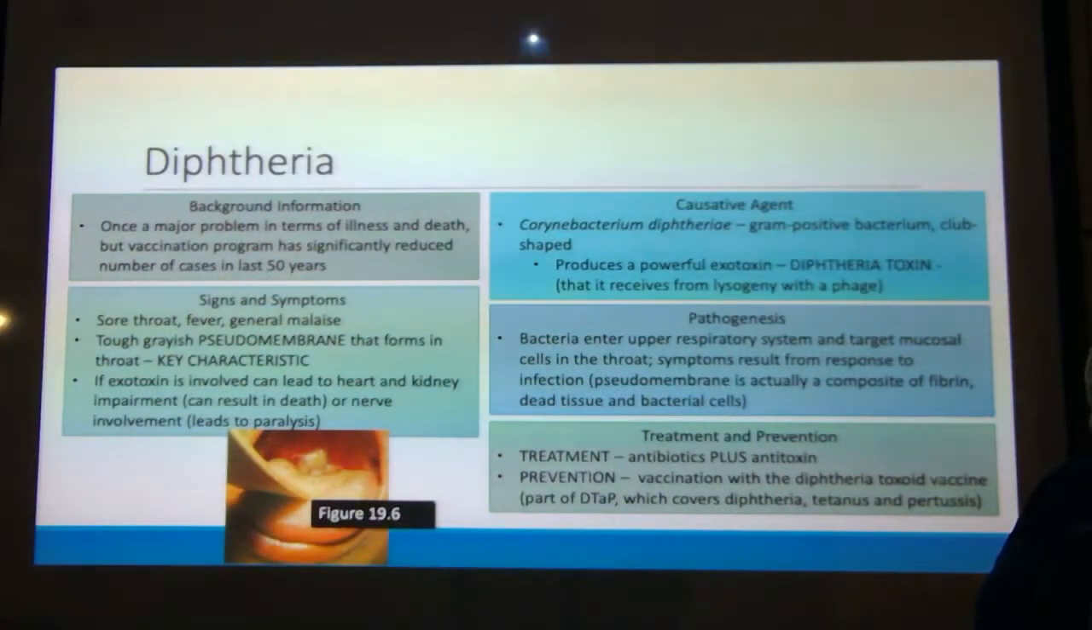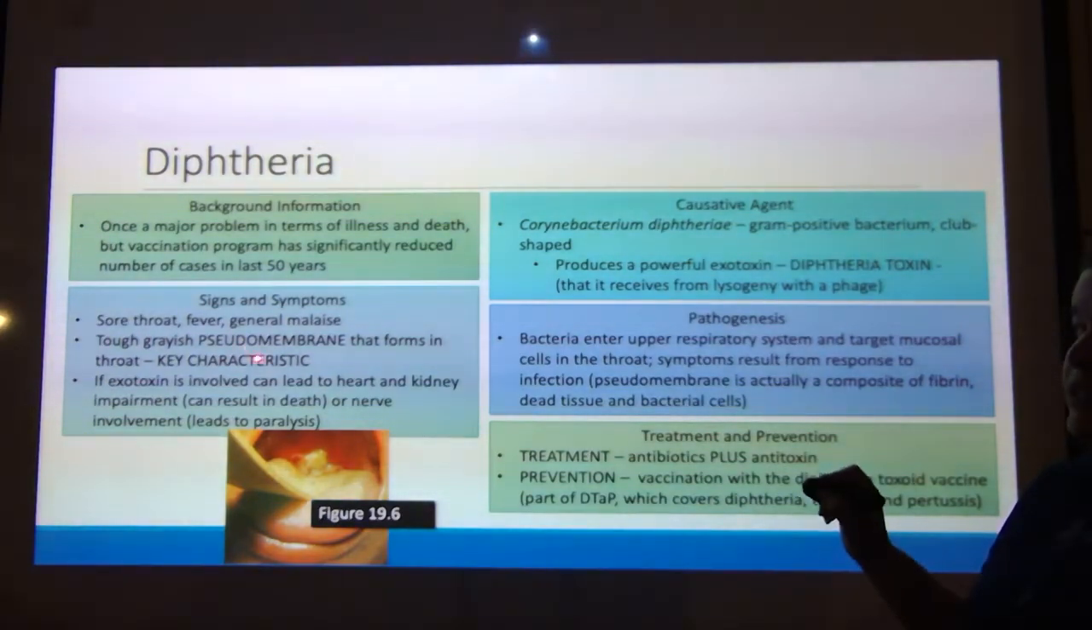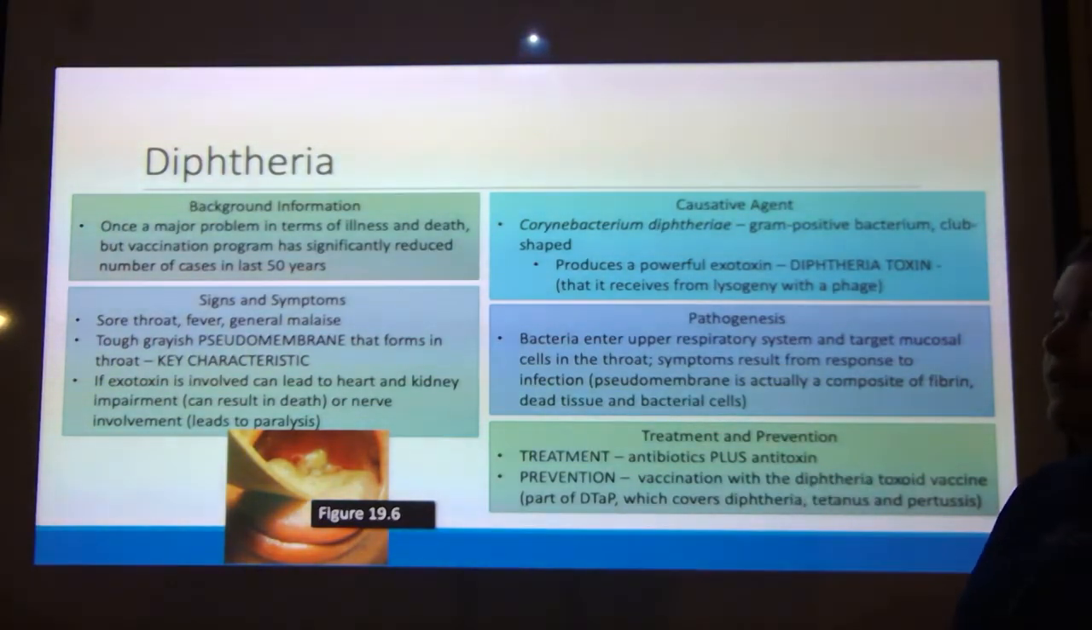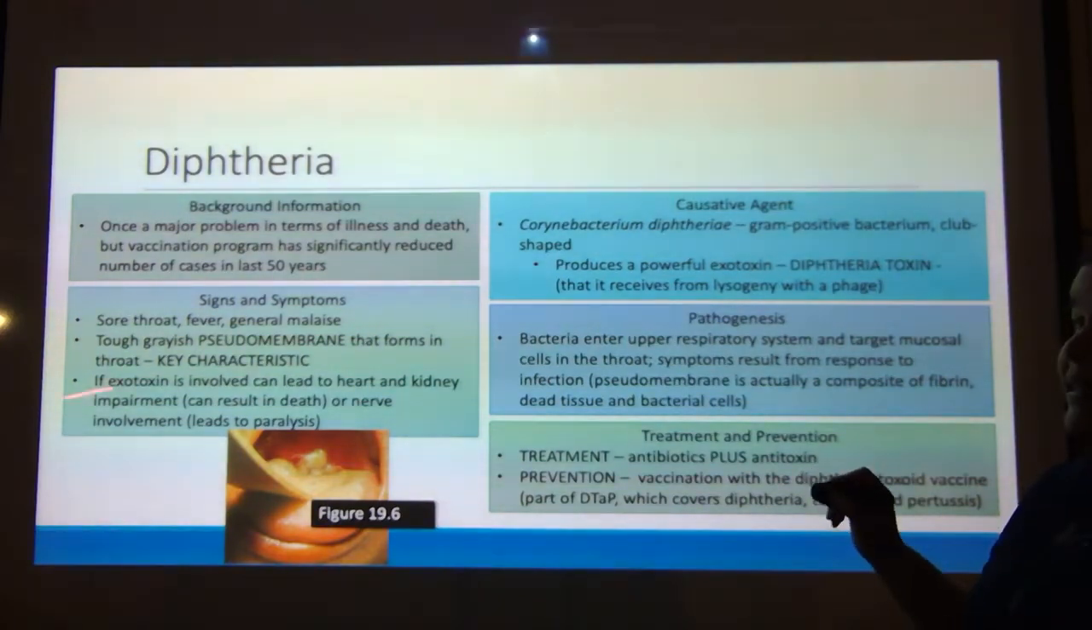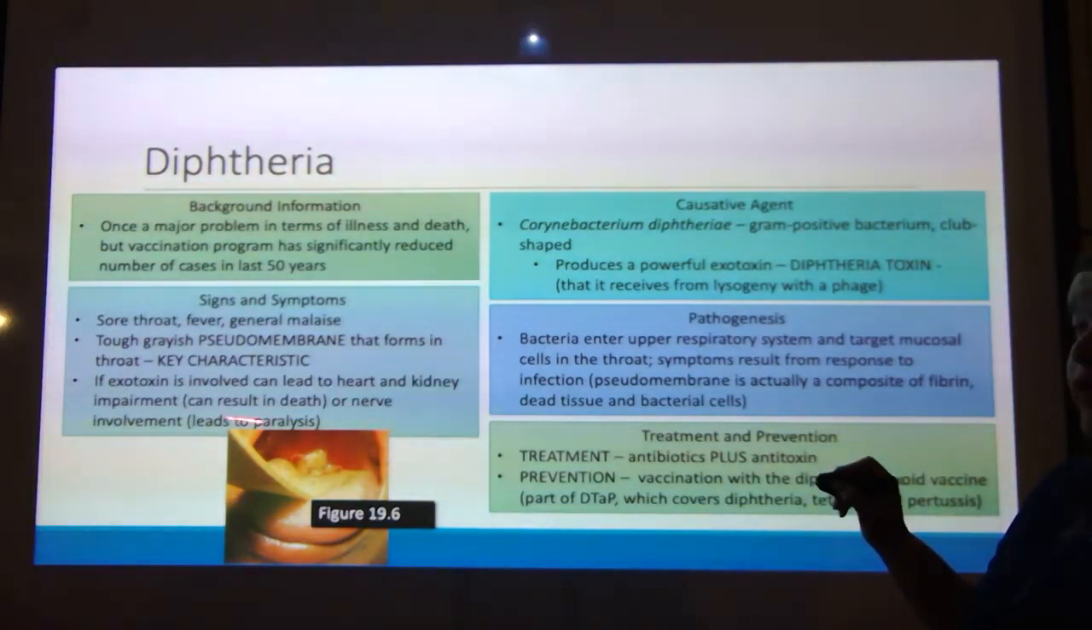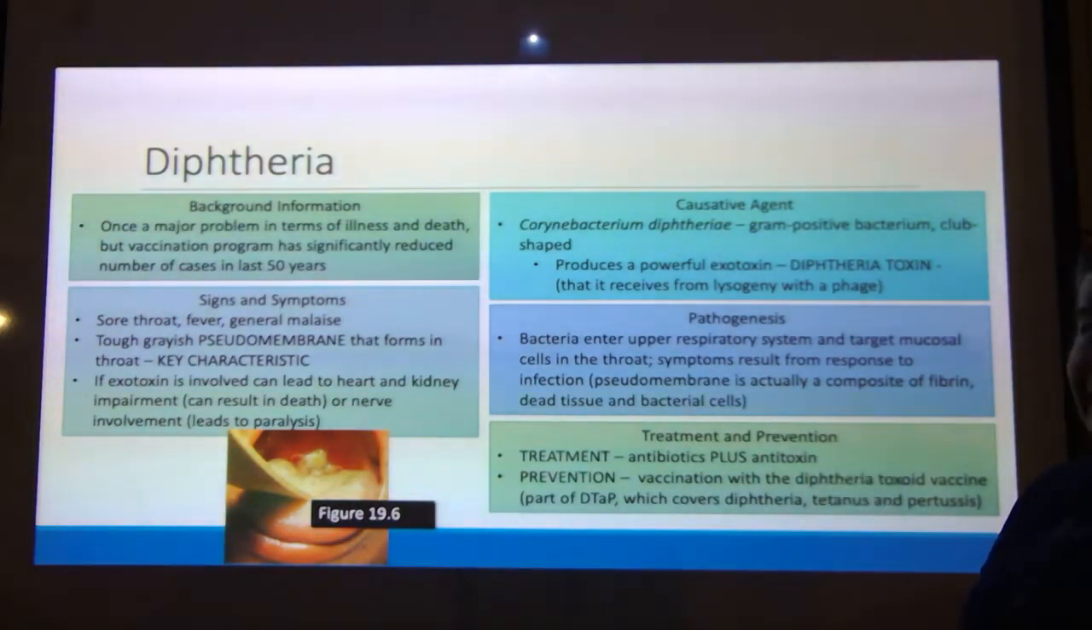If exotoxin is involved, if the thing that you get infected with actually has the genes for producing this exotoxin, it can lead to heart and kidney impairment. Depending on how bad it is, it can result in death. If there's nerve involvement, it can also lead to paralysis.